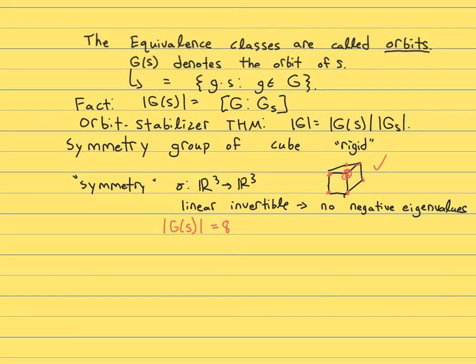All right, so that's half the battle. What is the size of the stabilizer? What are the rigid motions you can make on a cube that puts the cube back where it started but keeps that vertex exactly where it's located?